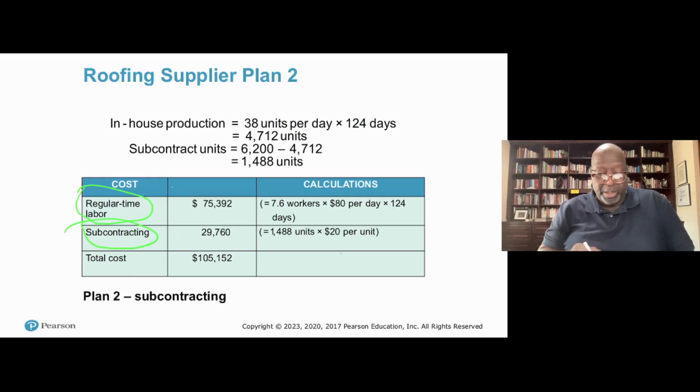All right. So your regular time cost then would be 75,392. Your subcontracting cost would be 29,760, and therefore you have a total cost of 105,152. Just looking at that on the surface, this seems to be better already, right? But that's just in terms of cost. You have to ask yourself, what's the risk of losing business from subcontracting? And if you figure that there's no risk of losing business because you do have a good relationship with your customers, then you can certainly pursue that strategy.